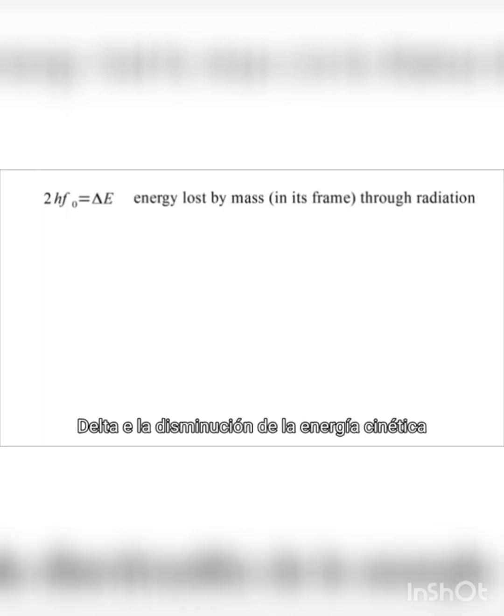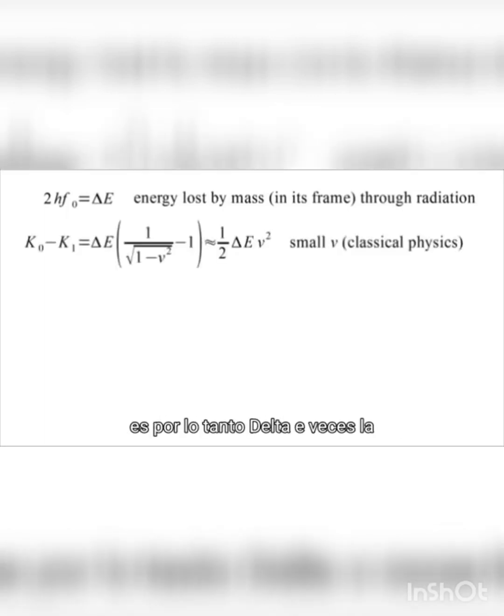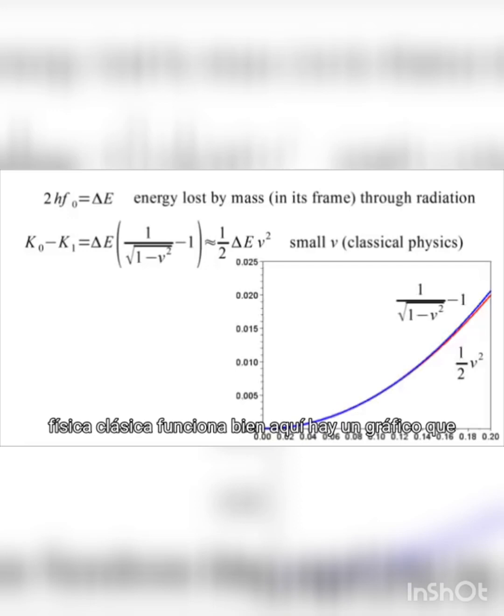We'll call that delta E. The decrease in kinetic energy is therefore delta E times the expression in parentheses. Now Einstein points out that the expression reduces to 1/2 v squared for small velocities, where we know classical physics works well. Here's a graph that shows the excellent agreement for small velocities.